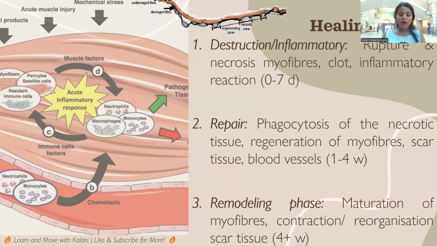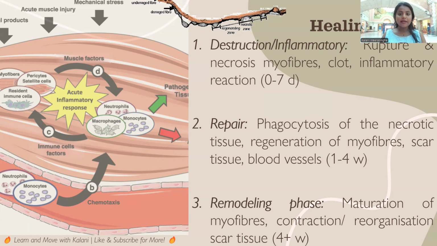Now, let's break down the three phases of muscle healing. Understanding these stages helps us to tailor our rehabilitation process. First phase is the inflammatory or destruction phase, which goes from 0 to 7 days. In this particular phase, rupture and necrosis of myofibers take place. In addition, clot formation and inflammatory reactions also occur.